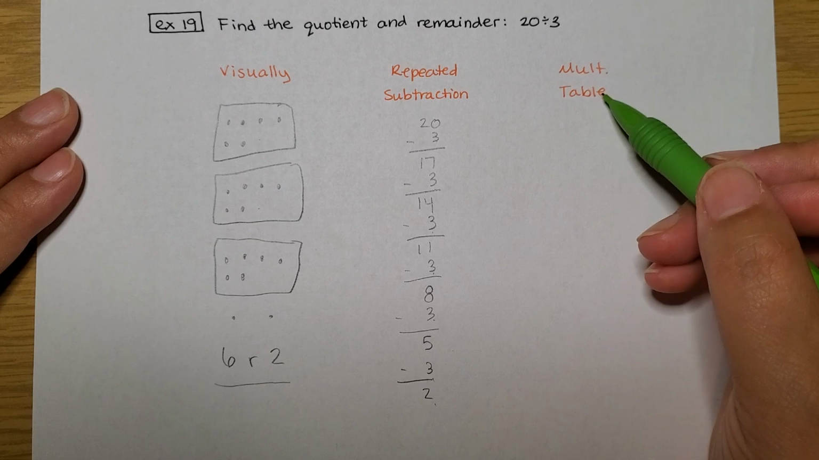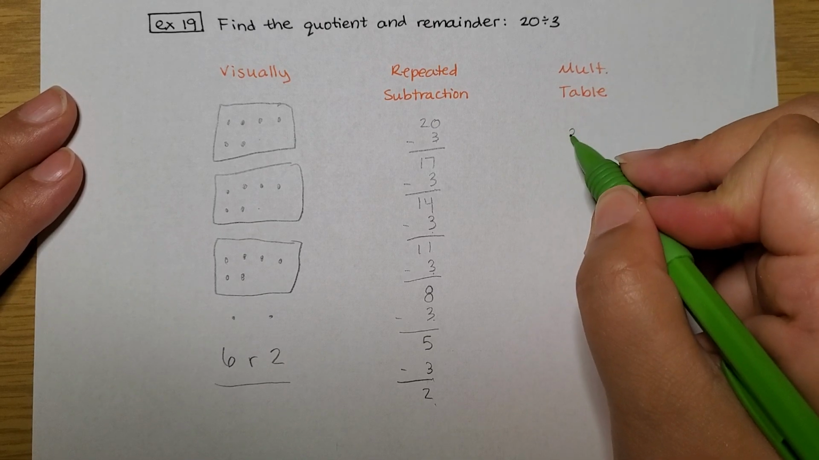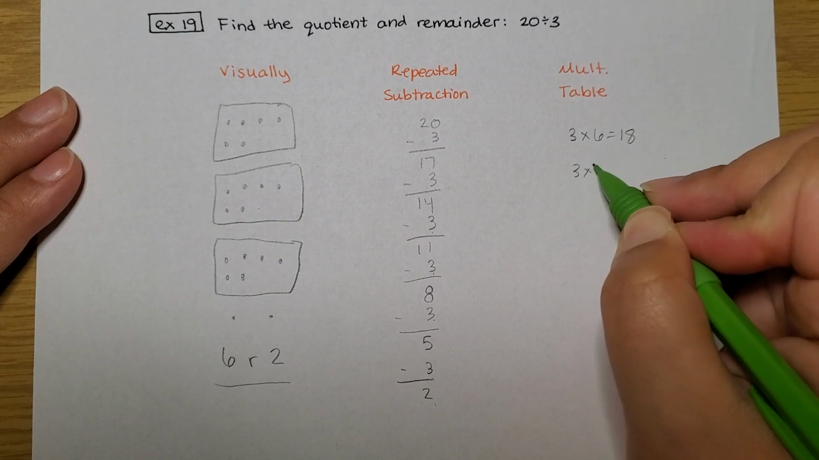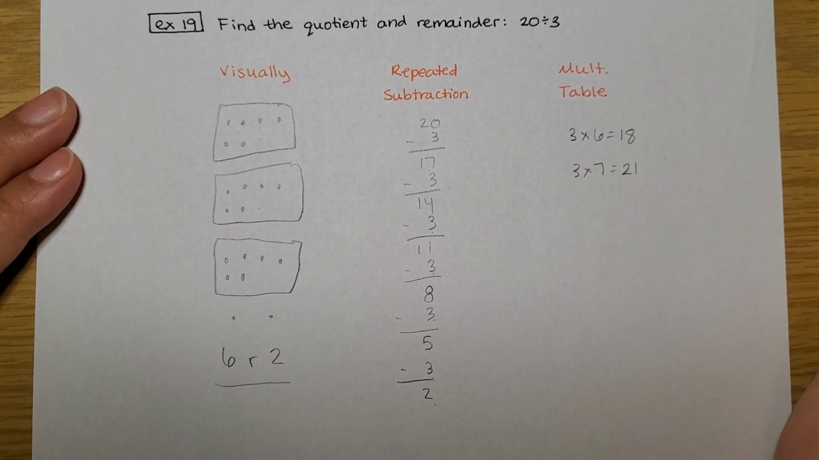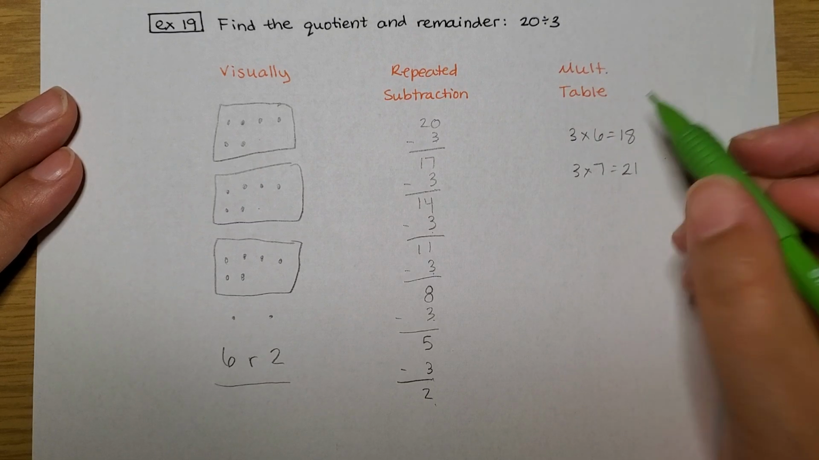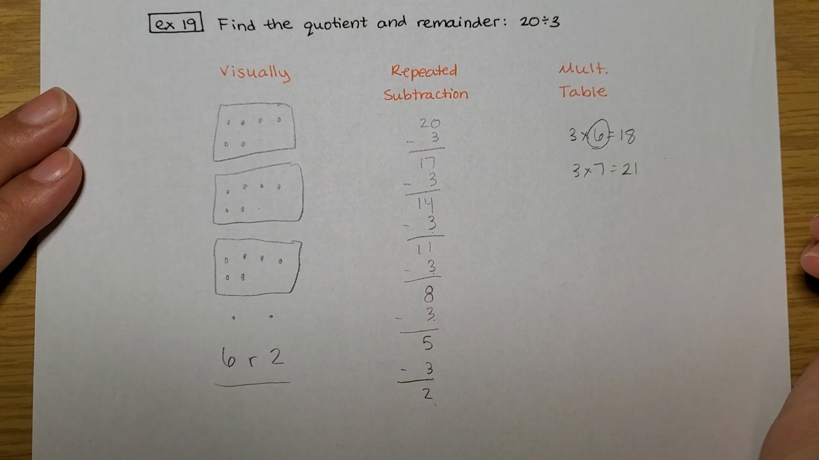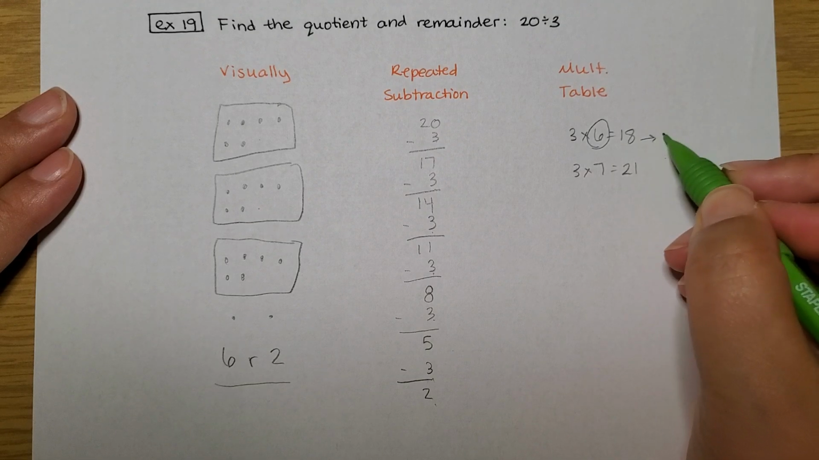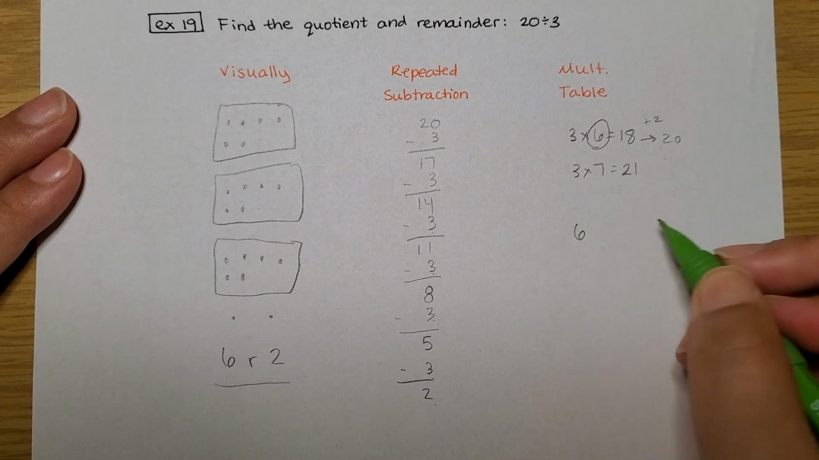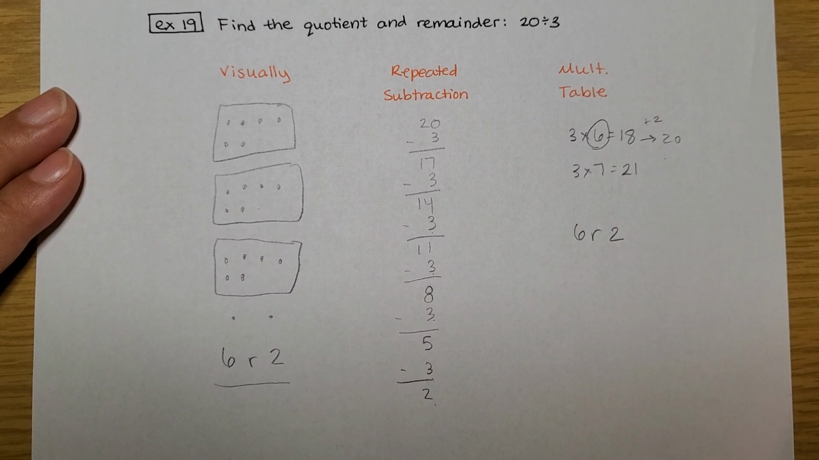When I think about my multiplication table, I know that 3 times 6 is 18, and 3 times 7 is 21. So 7's too big because it gets me over 20. So I know that I'm going to have 6. And then from 18 to 20, I need to add 2. So I once again get a 6 with a remainder of 2.